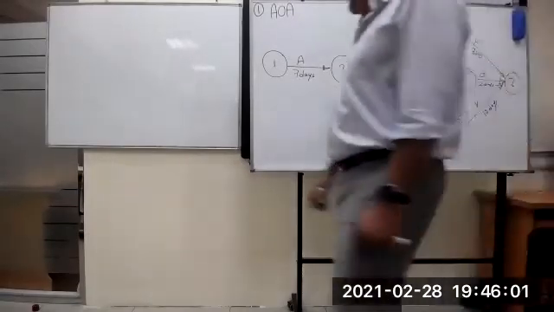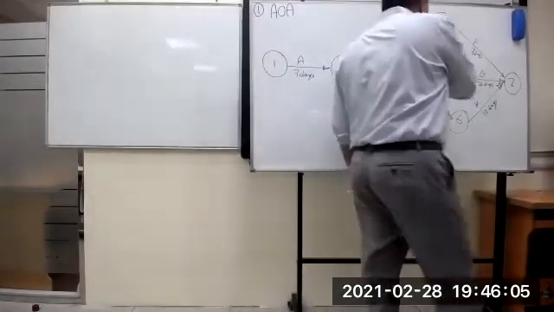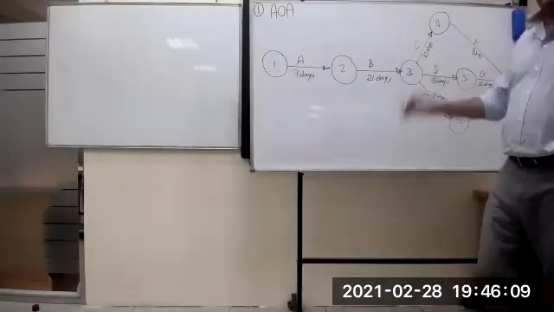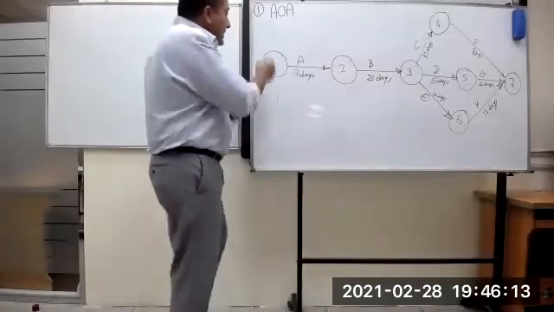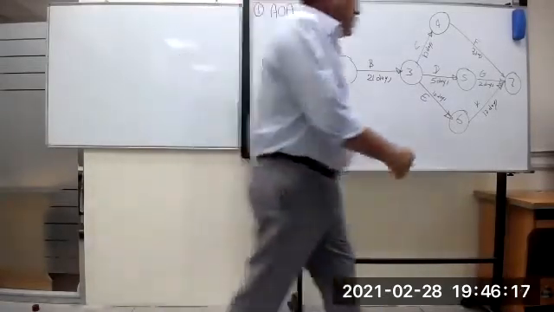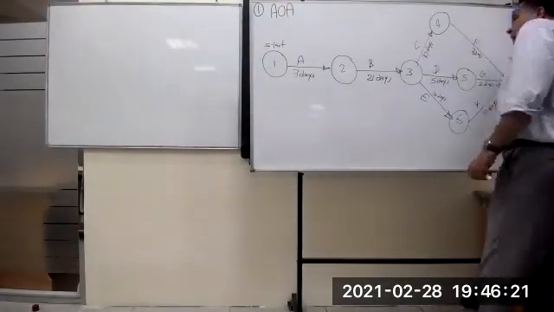How many activities do I have now? 1, 2, 3, 4, 5, 6, 7, 8. I have 8 activities. This report, I did it before. Means what? This is a start, and this is a finish. Finish my project. I have 8 activities.